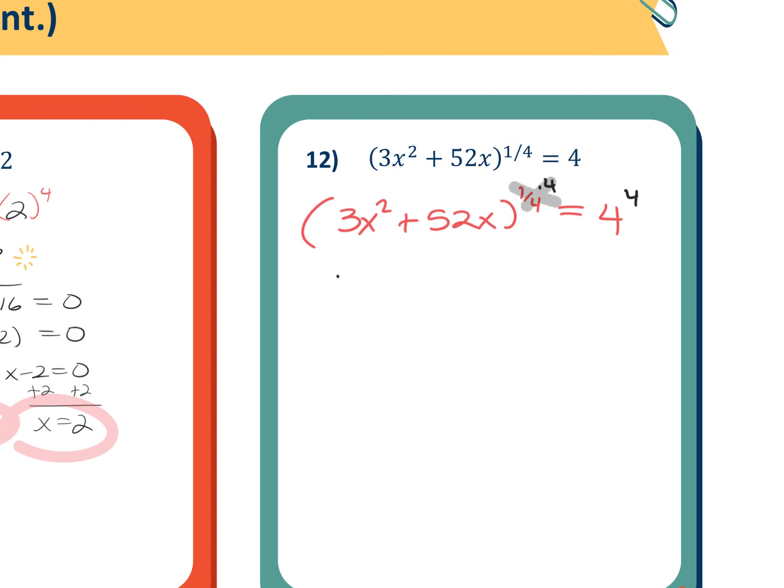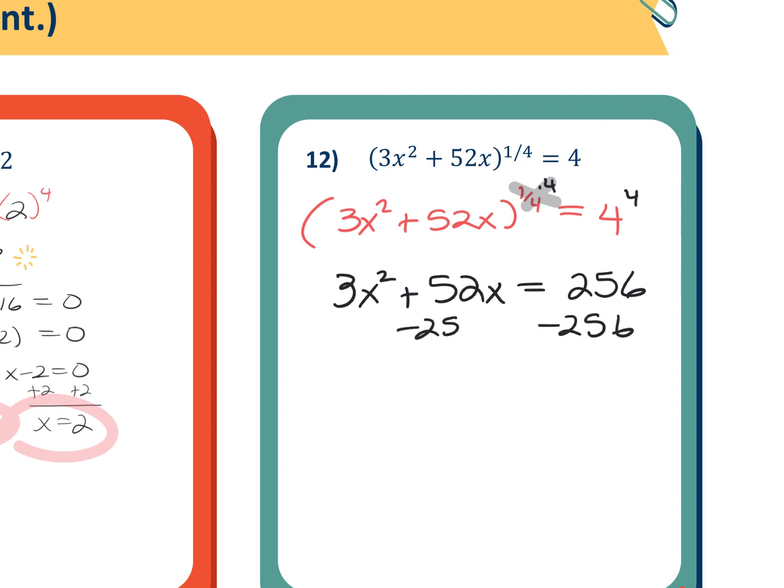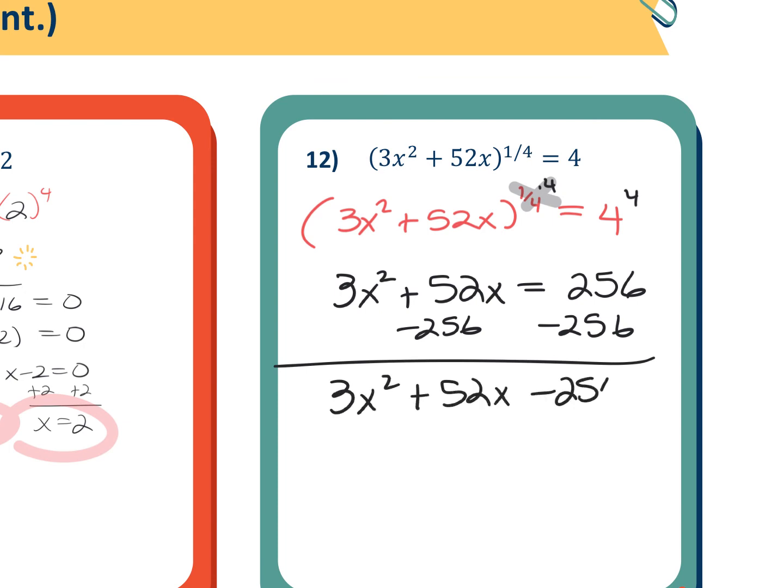So then now I'm left with 3x squared plus 52x. And then 4 to the 4th is actually 256. 4 times 4 is 16. 16 times 4 is 64. 64 times 4 is 256. So now I'm going to subtract the 256. 3x squared plus 52x minus 256 equals 0.